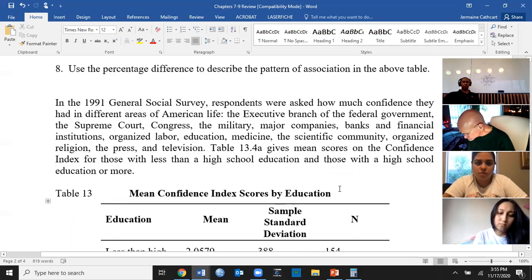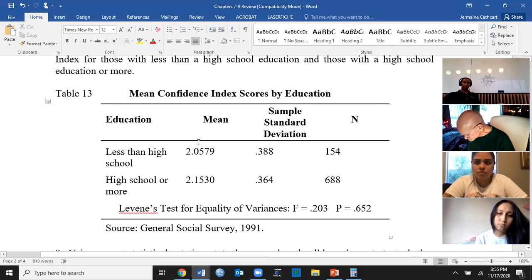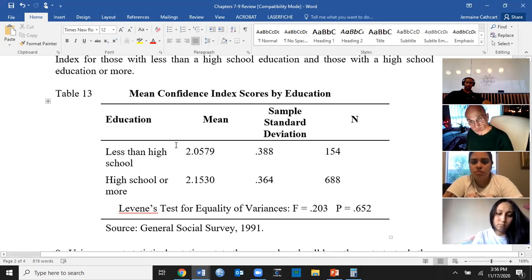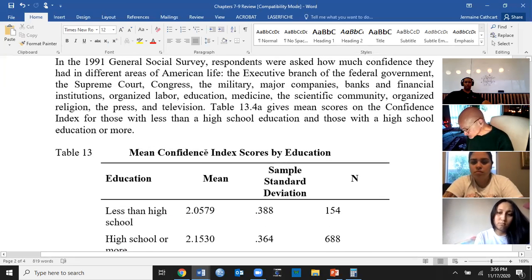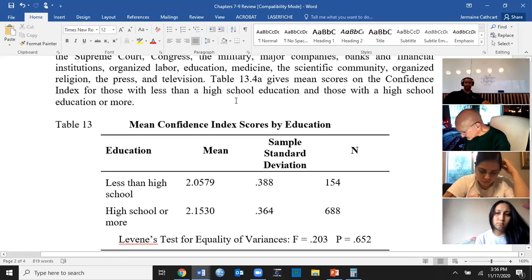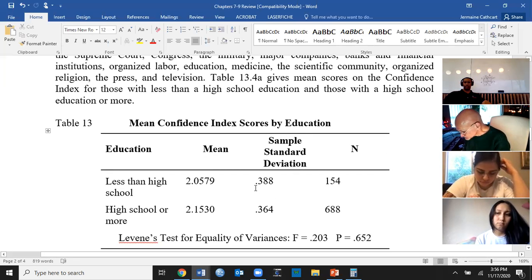Okay. So what we have is two samples. We have a sample of people who didn't graduate from high school, and then we have a sample of people who graduated from high school and have a high school diploma and higher. Okay. So this mean looks at their confidence in American social institutions, being described here. And these are the sample standard deviations here. These are the n, so the sample size for each group.